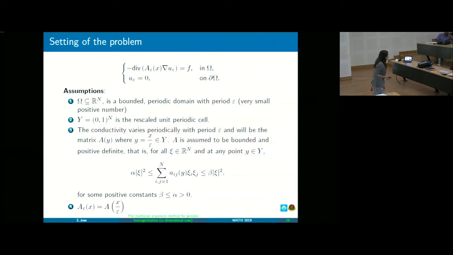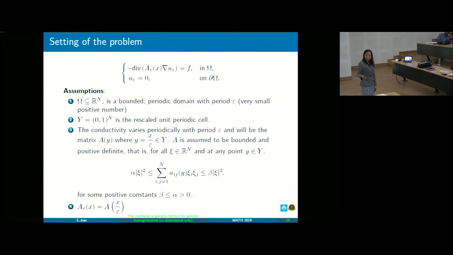Okay, this one. Yeah. Sorry for the confusion. But beta greater than. Yeah.